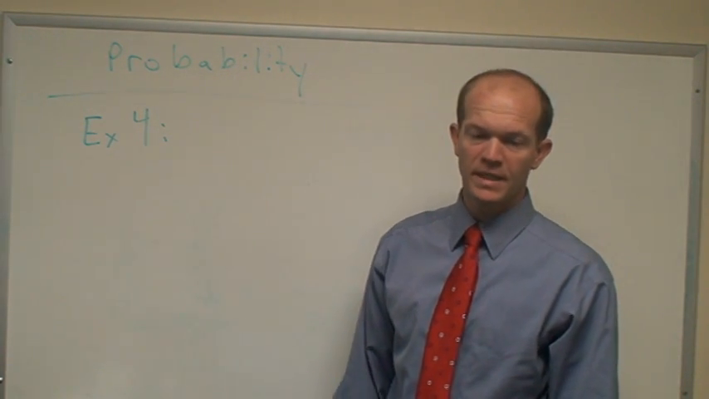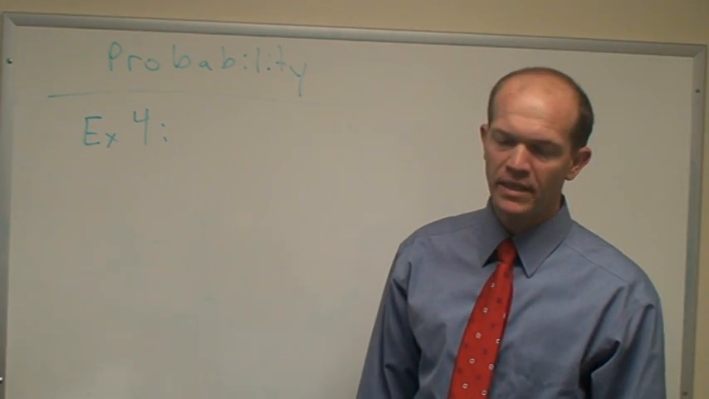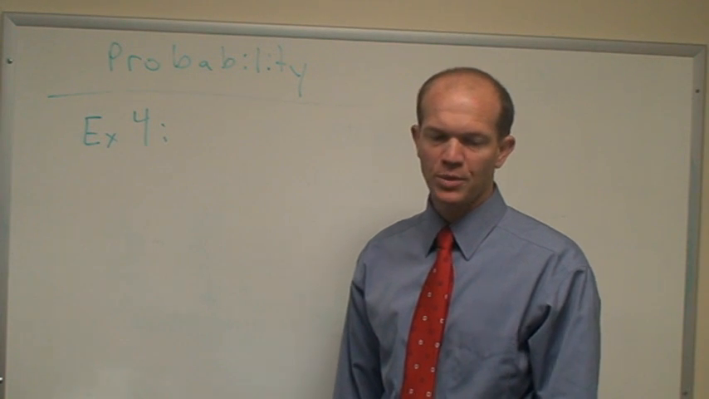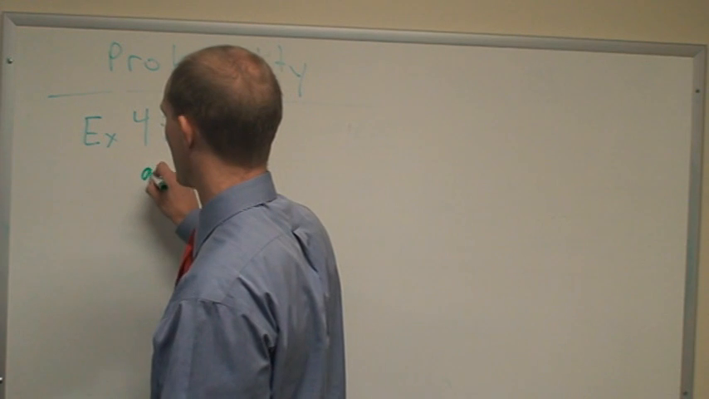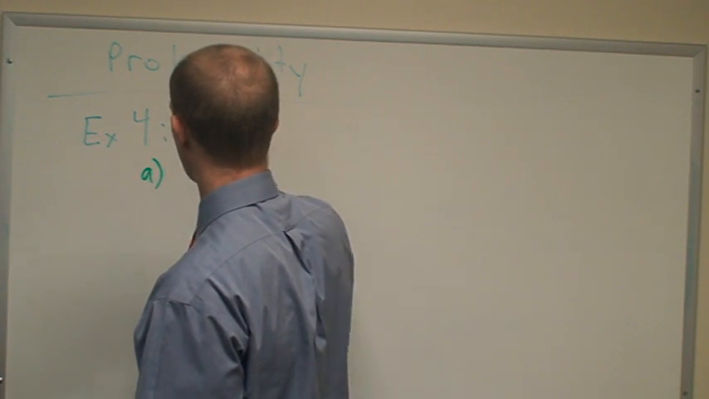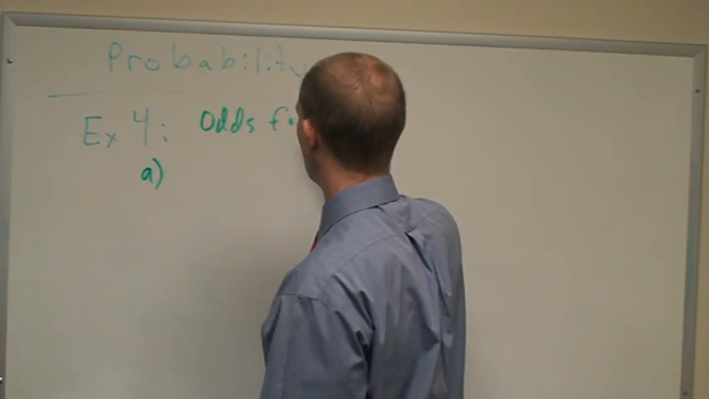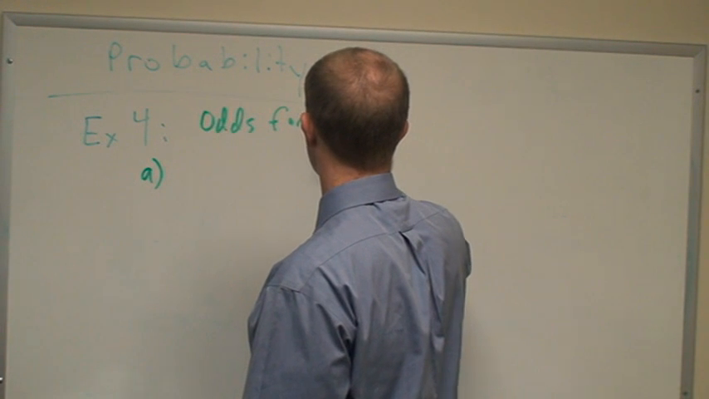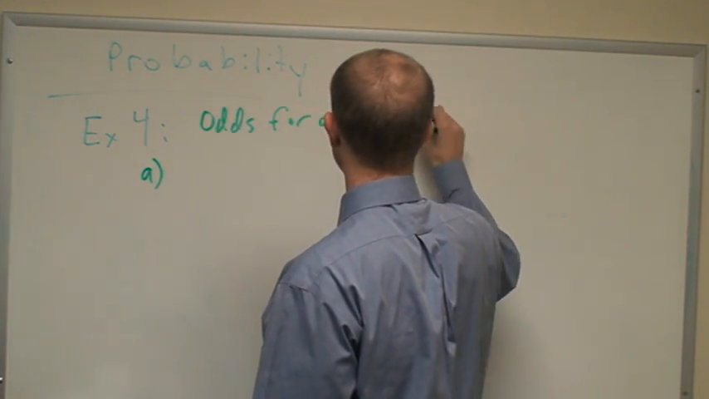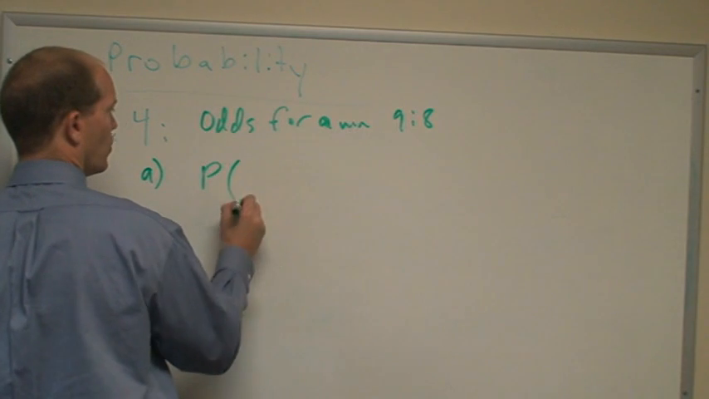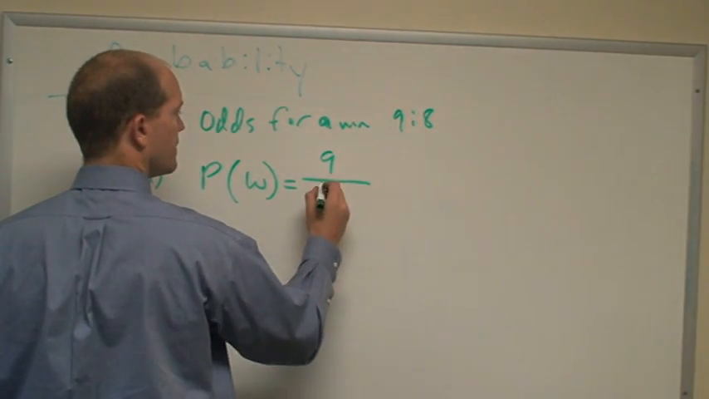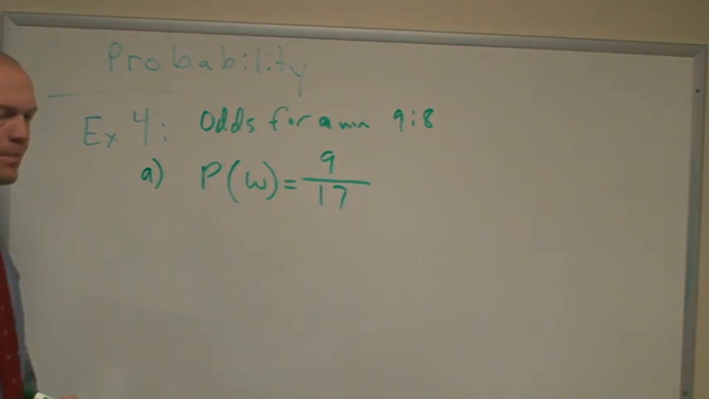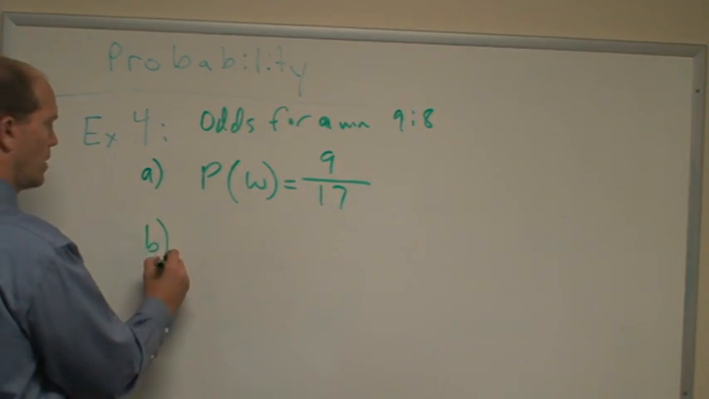Example 4 reads, the odds in favor of Christine winning the election are 9 to 8. What's the probability that Christine wins is A. Christine does not win is part B. So the odds for a win are 9 to 8. So the probability of a win, well, there's 9 ways of winning, and 9 plus 8, 17 total things that can happen. So that's the probability of winning.